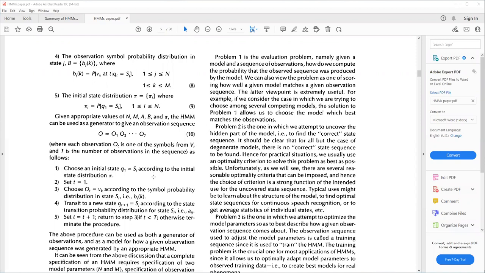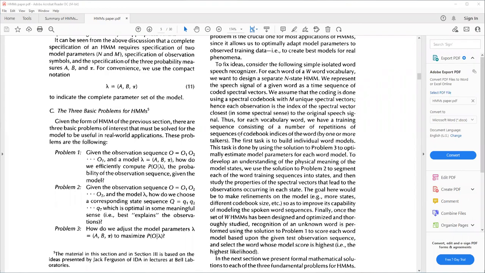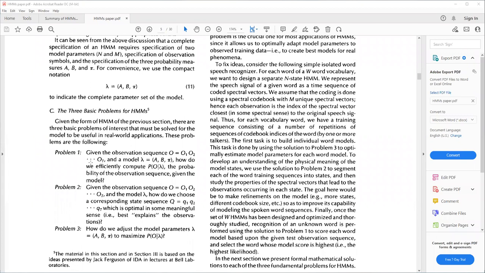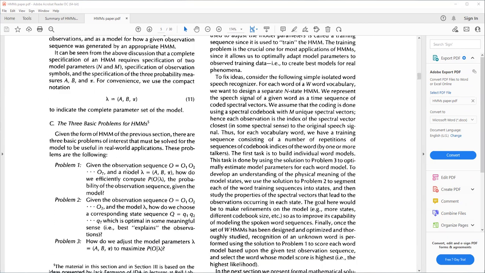So the first problem here, if I go back to the Rabiner paper, here you can actually see that the first problem is: given the observation sequence O and a model with its parameters, how do we efficiently compute P of O given the model, the probability of the observation sequence given the model, right? So we want to compute this, and you can think of it like, from any given model, what is the probability of observing this data?